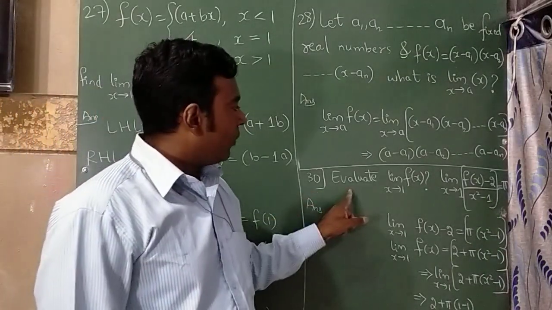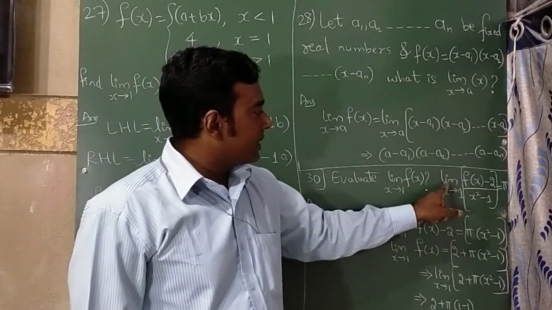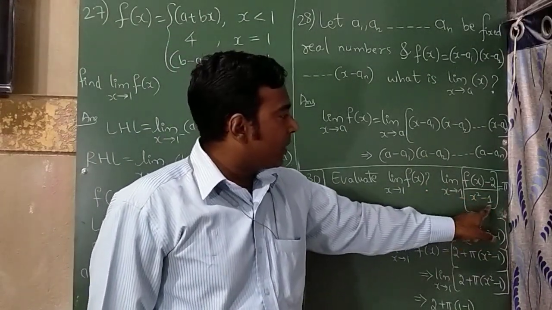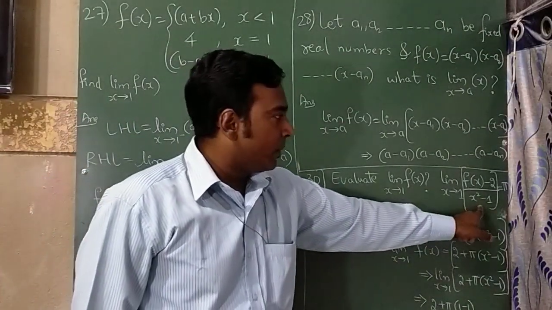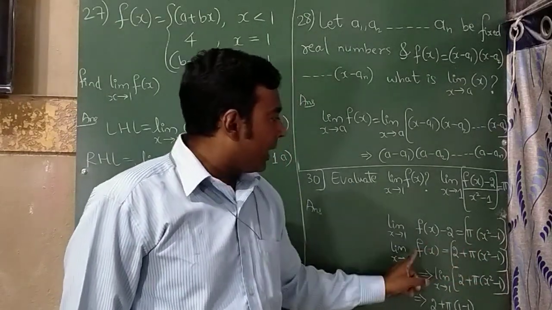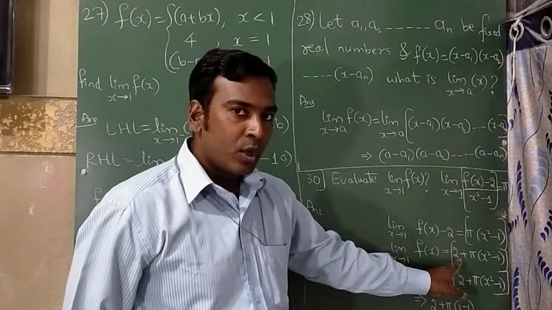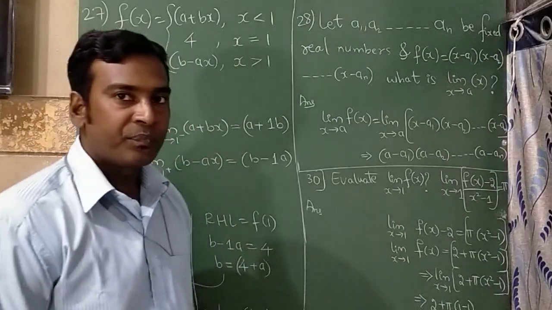30th question is, evaluate limit x tends to 1 f of x. The question is, limit x tends to 1 f of x minus 2 divided by x square minus 1 is equal to pi. So this denominator part I am multiplying on the right hand side, that is with the pi. And this minus 2 when goes to the right hand side, it will become plus 2. So 2 plus pi into x square minus 1. Fine.